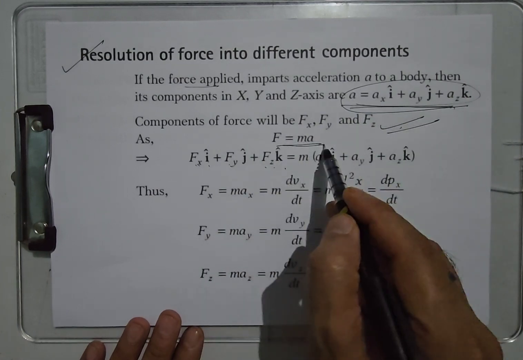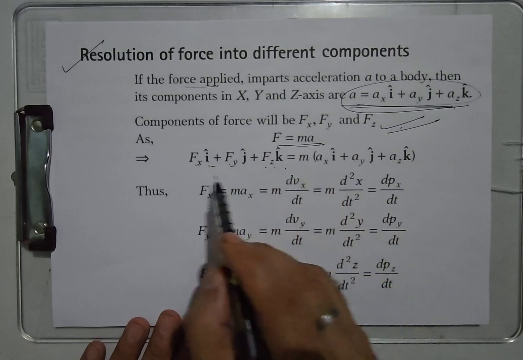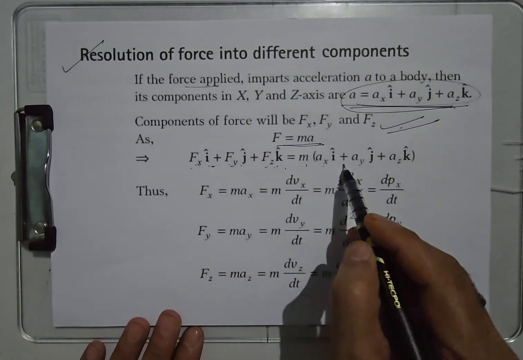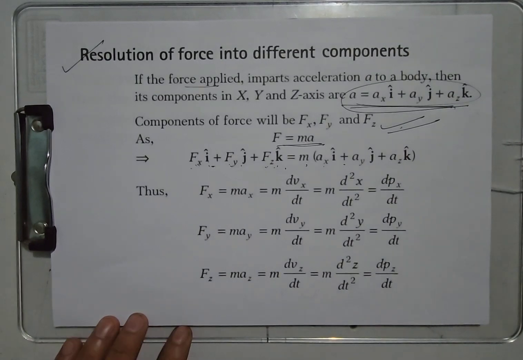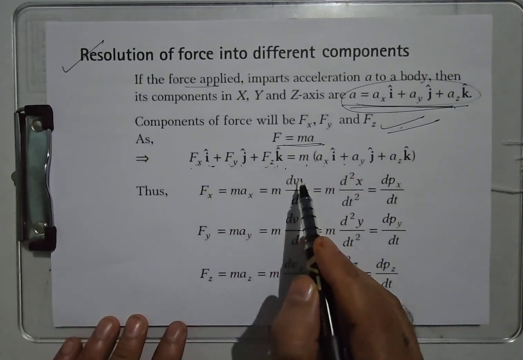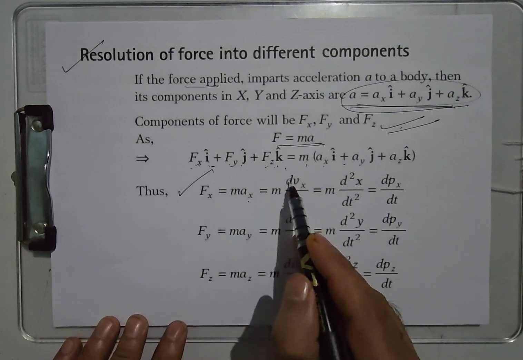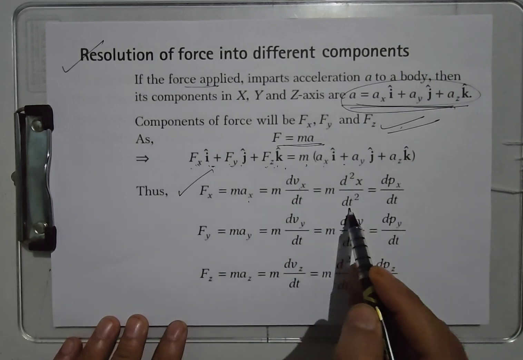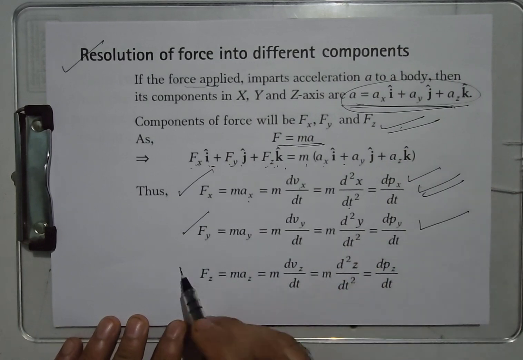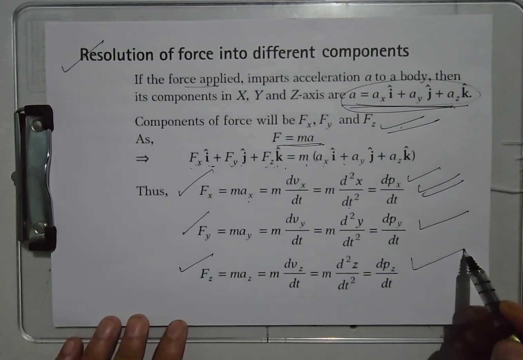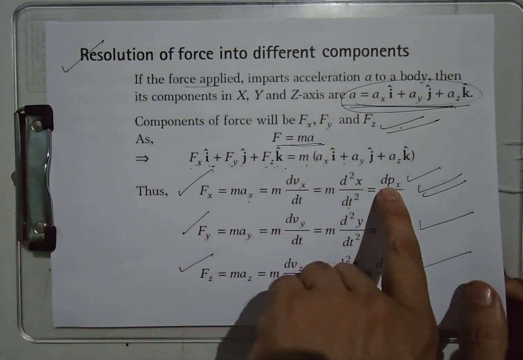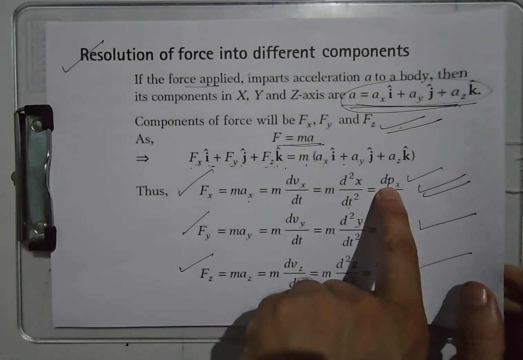So in the expression F is equal to ma, you are putting these two expressions in, then you get Fx i cap plus Fy j plus Fz k is equal to m times Ax i plus Ay j plus Az k, right? If you compare the coefficients of i, j, k on both sides, you get Fx is equal to m into ax, which is m d/dt of Vx, which is m d2x upon dt square, or simply d/dt of Px. Similarly, Fy is equal to d/dt of Py, and Fz is equal to d/dt of Pz. So you can say these three components are nothing but the rate of change of the corresponding momenta in the respective directions.